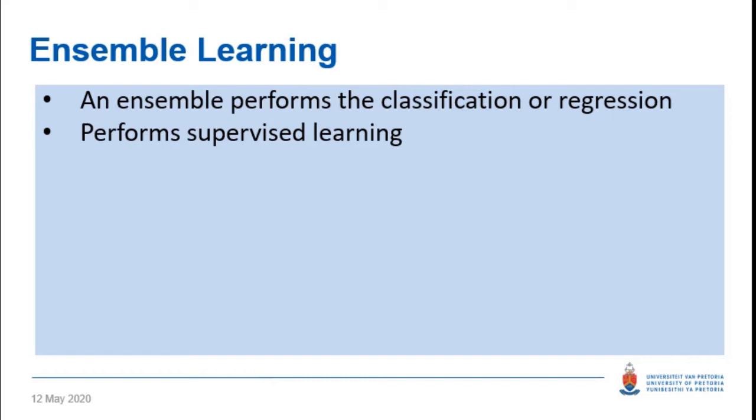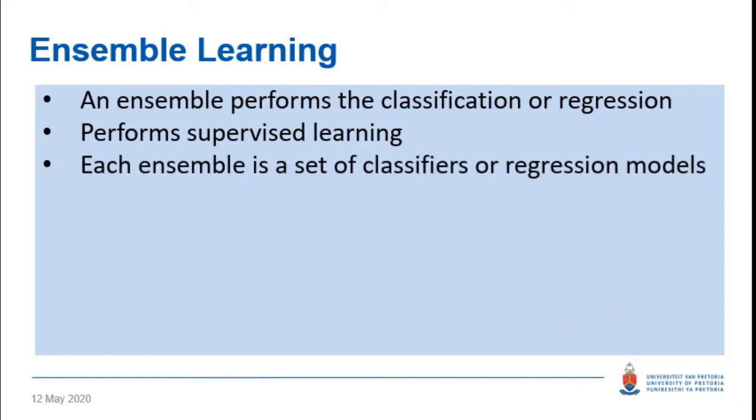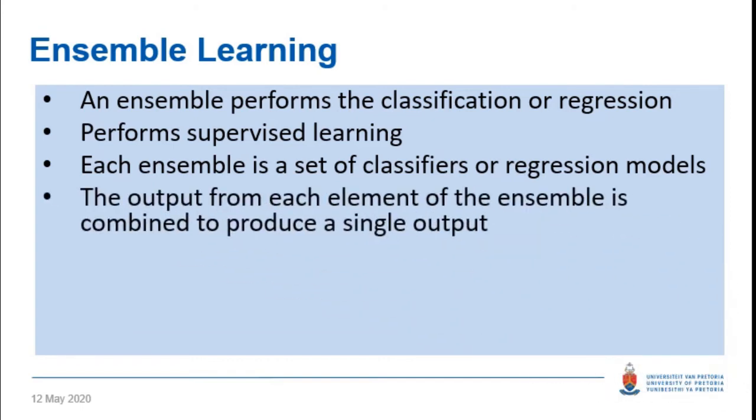Ensembles essentially perform supervised learning. Each ensemble can be made up of different types of classifiers or different types of regression models, and that's where the design process comes in: deciding which classifiers to include. As you have different classifiers or regression models, each of them is going to produce a different output. There must be some way to combine that output to produce a single output, because although you're working with an ensemble, the output is going to be as if it's a single classifier or a single regression model. So it's not going to produce n outputs, it's going to produce just the one output.